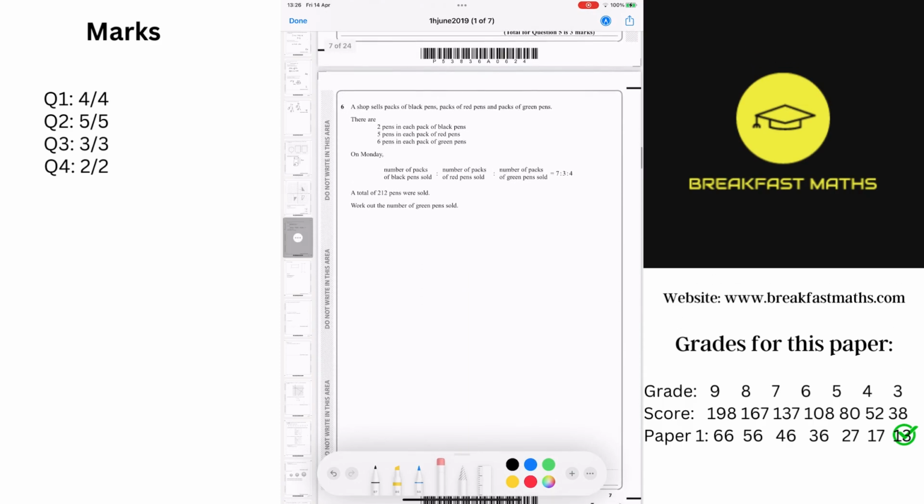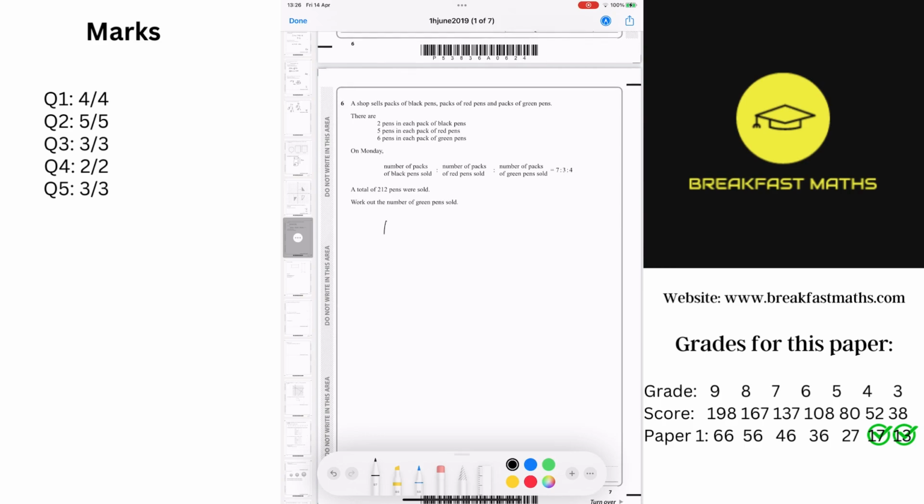Always check your working. Goodness. 2 pens in each pack of black pens, 5 pens in red, and 6 in green. Okay, so number of packs sold. So we're trying to find the number of green sold. Okay, so we can say in each of these we've got black, there's 2 in each pack, and then red there's 5, and green there are 6. Okay, and then we know the number of packs sold was 7, so we could say number of black pens, that's 14 sold. 3 times 5, that's 15 sold, and 4 times 6, that's 24.